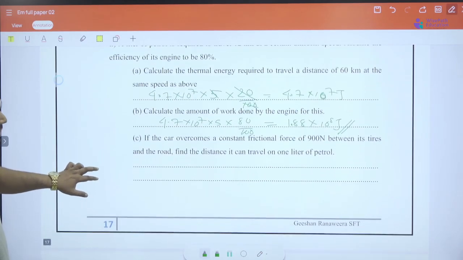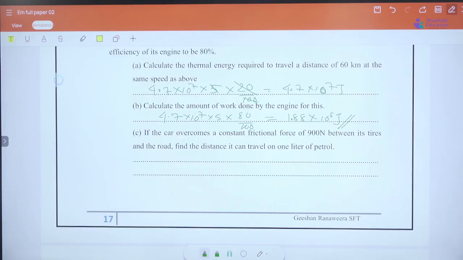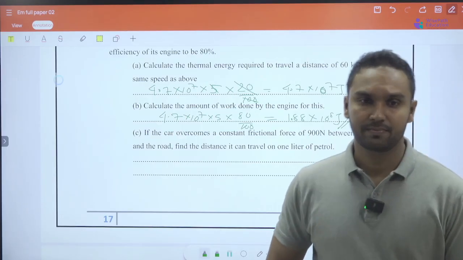If the car overcomes a constant friction, give me a second.